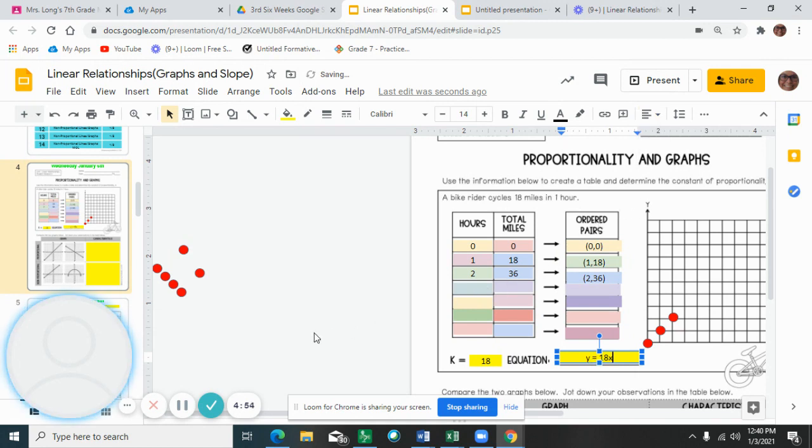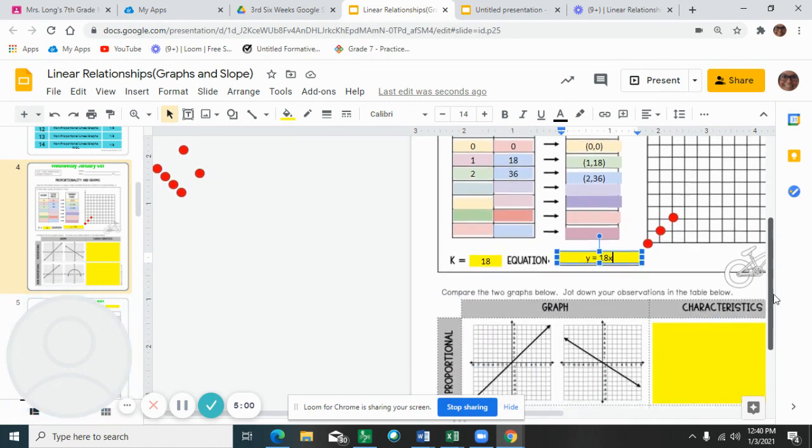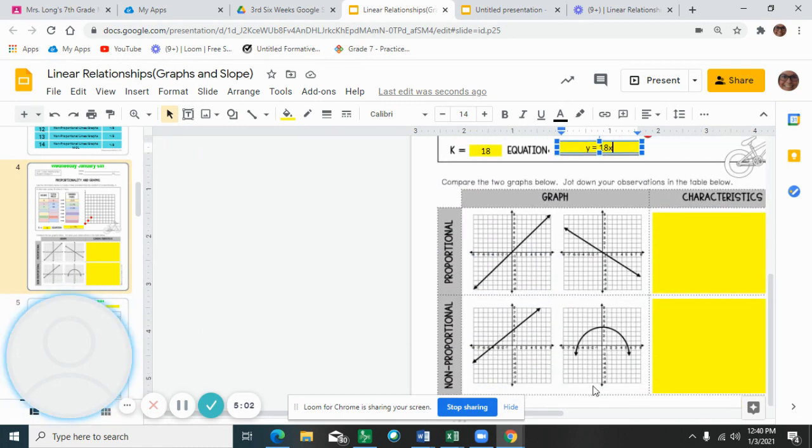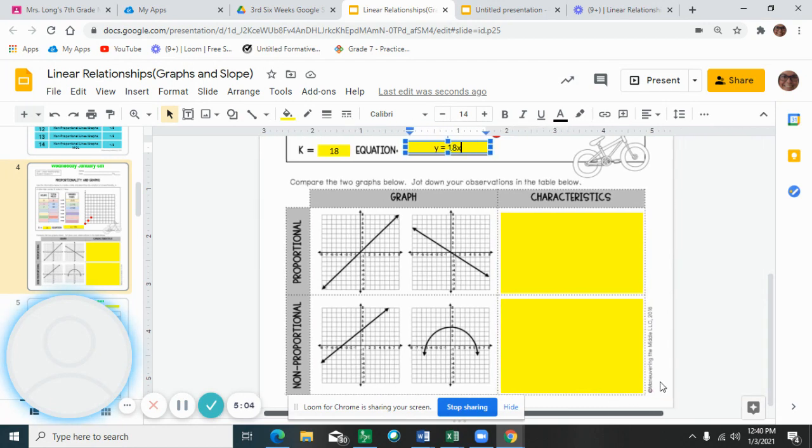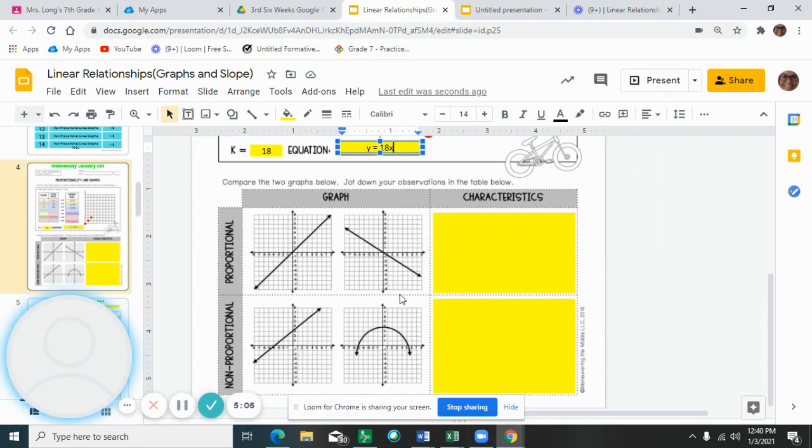Y'all did pretty good with that before Christmas, so this is just kind of a review. So now you would need to finish that. Now, over here, we don't know anymore. It says, compare the two graphs below. Jot down your observations in the table below.